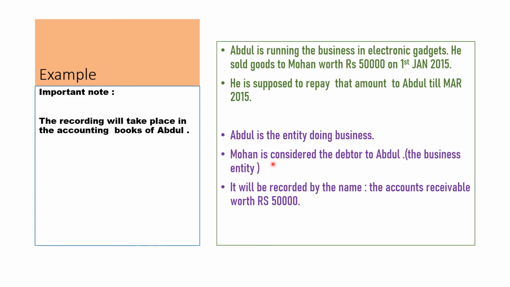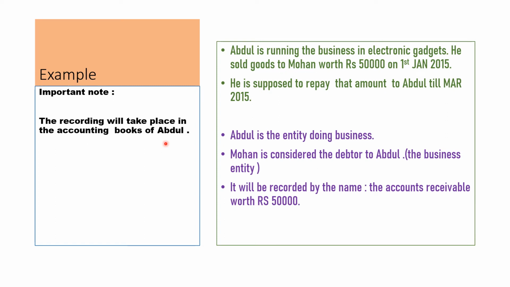So Mohan is considered the debtor to Abdul, because since we are thinking from Abdul's point of view, Abdul is the business person, Abdul is the business entity. So we will think who is the debtor to Abdul? Mohan. Though Mohan may be maintaining his books of accounts, we are not bothered about it. We will think from Abdul's point of view. It will be recorded in the books of Abdul by the name accounts receivable worth 50,000. The recording will take place in the books of Abdul, because Abdul is the person doing the business and we are maintaining the books from Abdul's point of view.